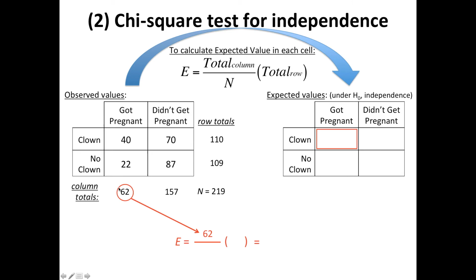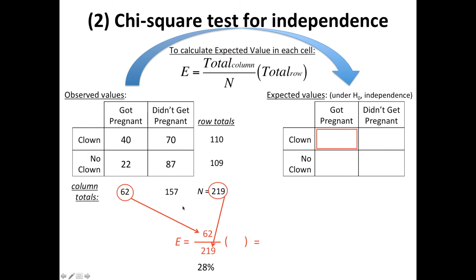So let's take 62, the total for the column of all the women who got pregnant. Divide that by the total number of people in this study, or total number of observations. And by the way, that's 28%. That's just a quick side note, right? It's 62 out of 219 women. So only 28% of women who went through this got pregnant altogether, right? So that's not a super successful procedure overall, regardless of whether there was a clown or not.